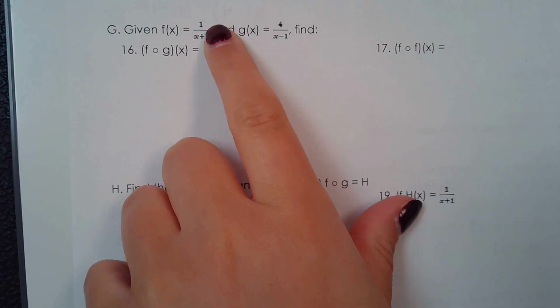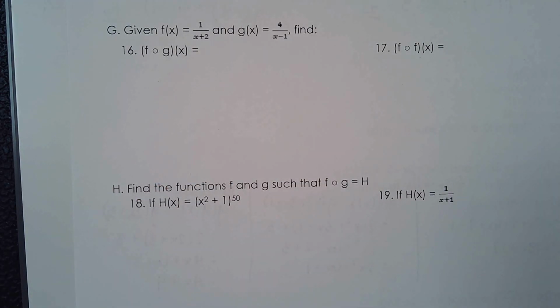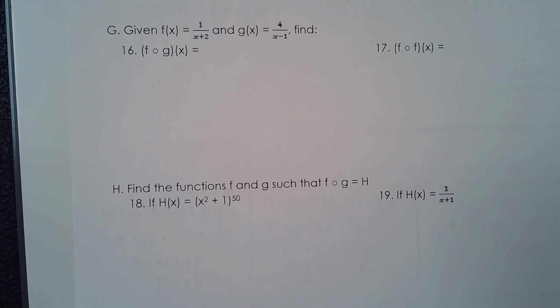Yes. So you've got 1 over x plus 2 and 4 over x minus 1. Are we doing an H too? Yeah, we'll do those two, but I would leave some space for H for this. Because it's going to end up being compound fractions, and I use a lot of space for that. I put each part on a line.